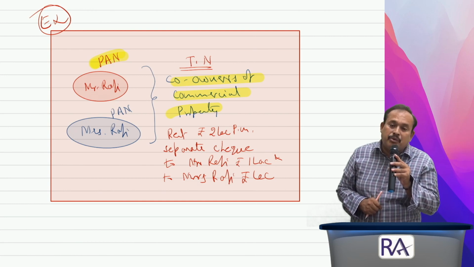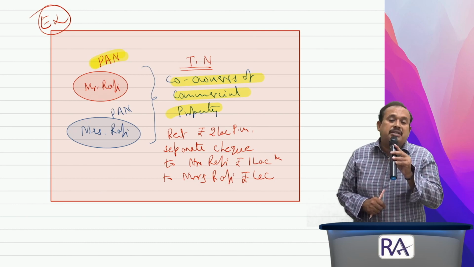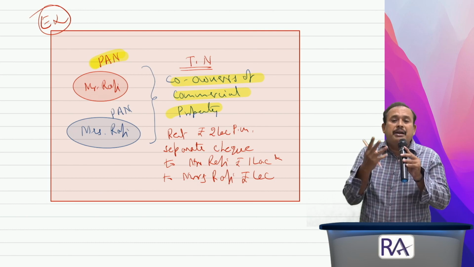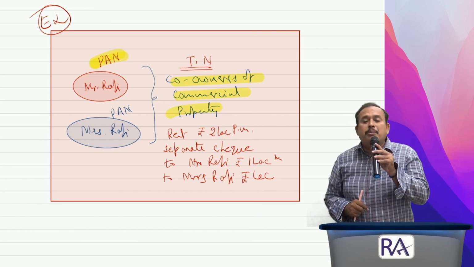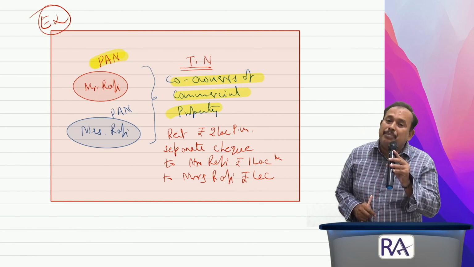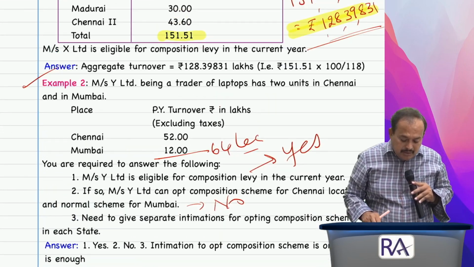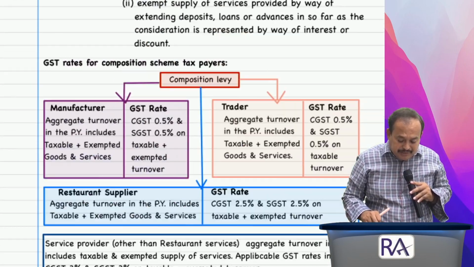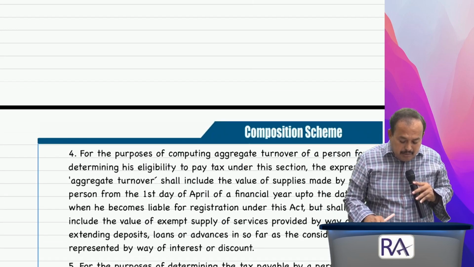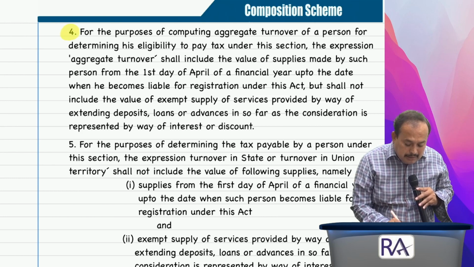It is PAN based turnover only. If you have one PAN number with multiple registrations, because GST registration is based on the PAN number, in that case no problem; the entire aggregate turnover can be clubbed together because it is one PAN based turnover. Now please come back. Furthermore, my dear friends, I am referring to a very important area, important point number 4.